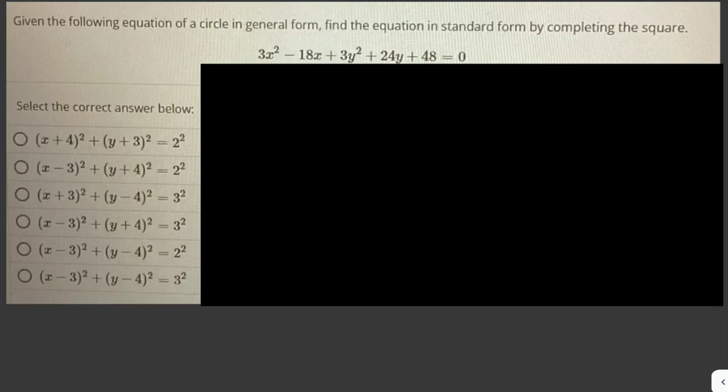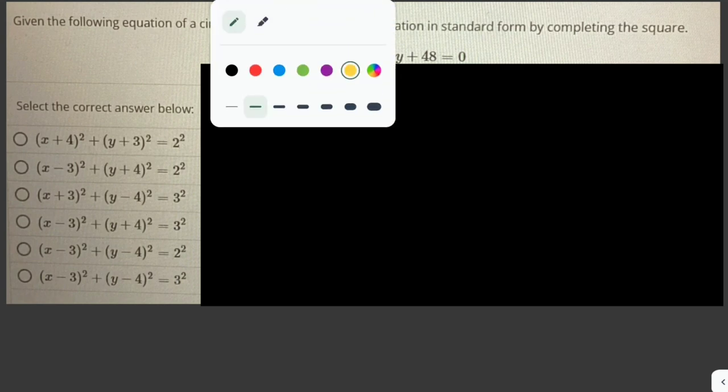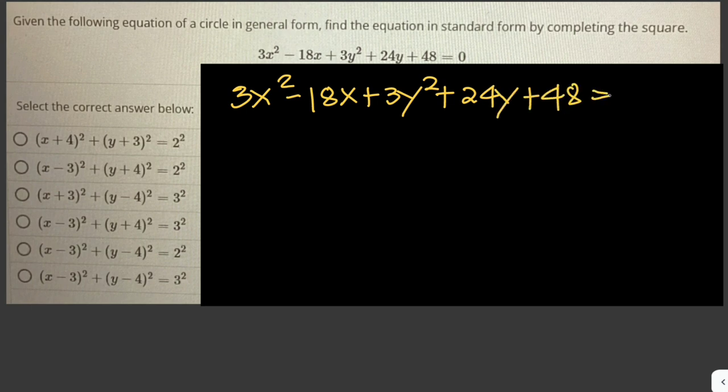Right, let's solve another one. Given the following equation of a circle in general form, find the equation in standard form by completing the square. So we're given 3x squared minus 18x plus 3y squared plus 24y plus 48 equals 0.